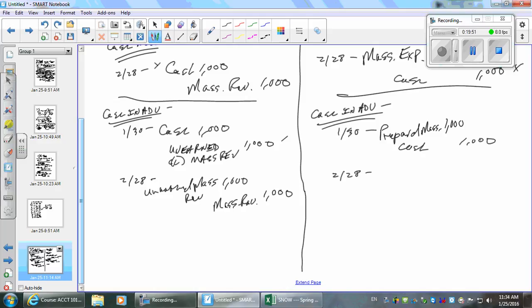What do we credit when we earned it, when they paid us at the same time? We credit massage revenue. What are we going to credit when we earn it, when they paid us in advance? But when we earn it, what are we going to credit? Massage revenue. Why are we crediting massage revenue? Because we earned it.